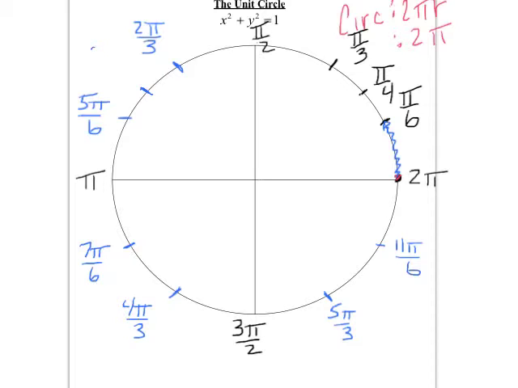And that would be 3 pi over 4. What if I add another pi over 4? I'd end up with 4 pi over 4. Add another one. I'd end up with 5 pi over 4. What if I add another one? 6 pi over 4, which is 3 pi over 2. Add another one. 7 pi over 4. And what if I add another one? 8 pi over 4, which is also known as 2 pi.